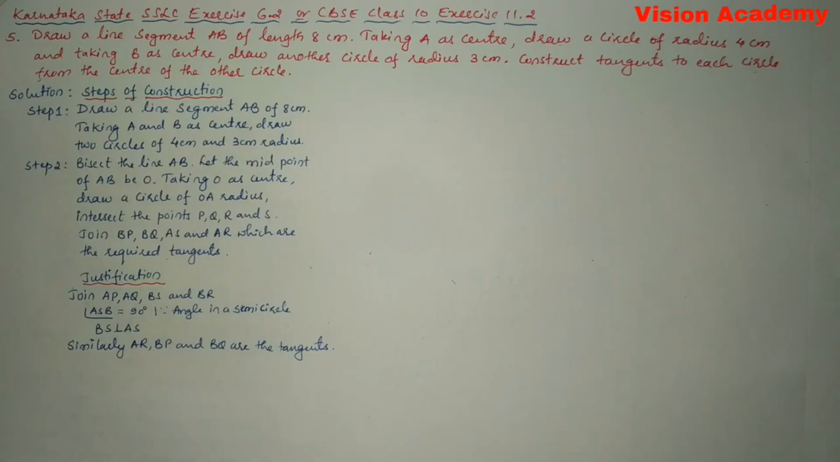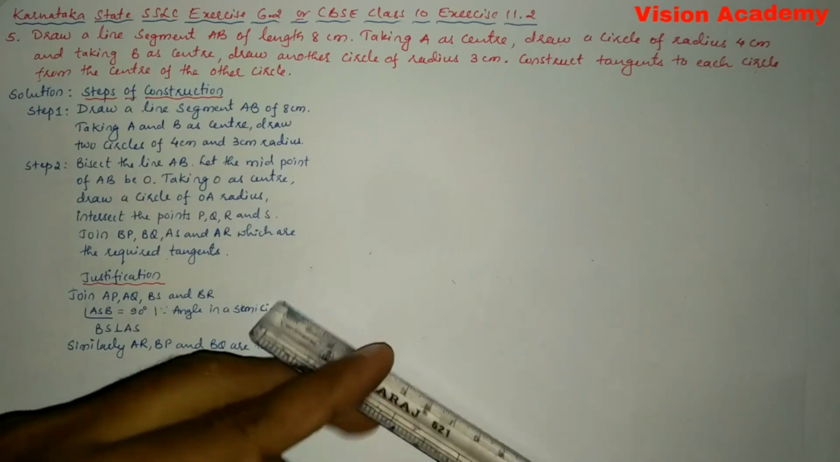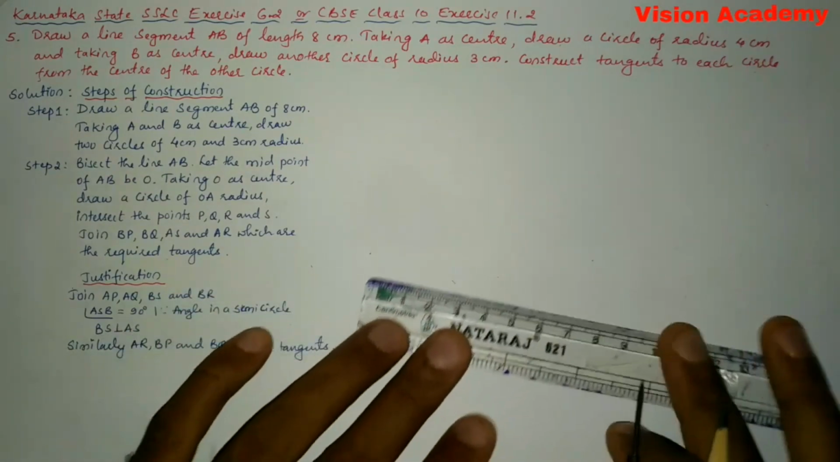Construct tangents to each circle from the center of the other circle. Now let us go for the solution for the given problem. So, steps of construction. Let us take step 1. Draw a line segment AB of 8 cm.